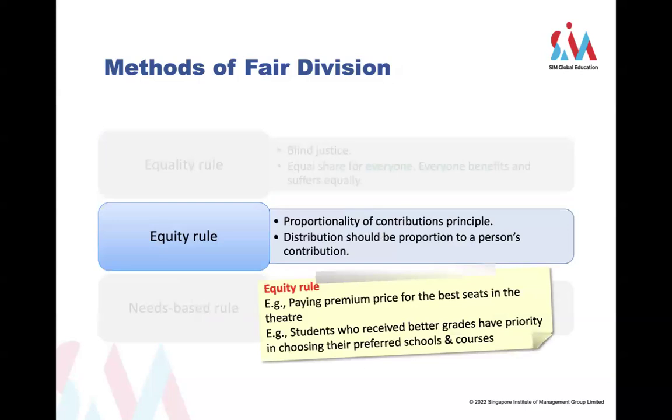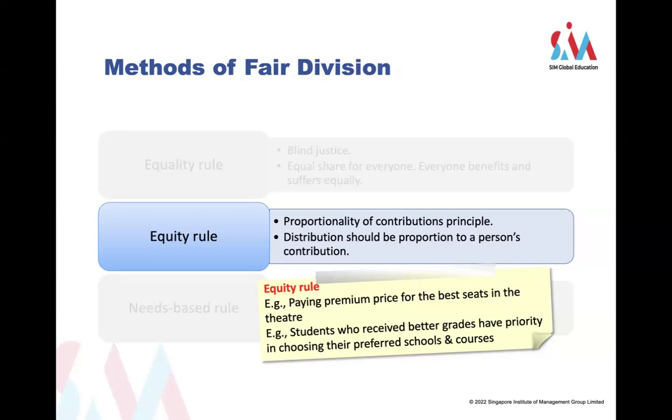Equity rule is what you receive is proportional to your contribution. Okay, let me repeat. What you receive is proportional to your contribution. That means if you contribute more, be prepared to get more in return. If you contribute less, be prepared to get less in return. So let me give you a few examples.